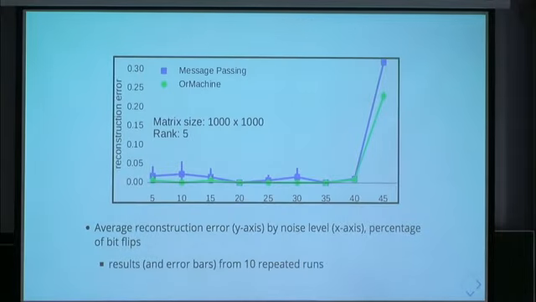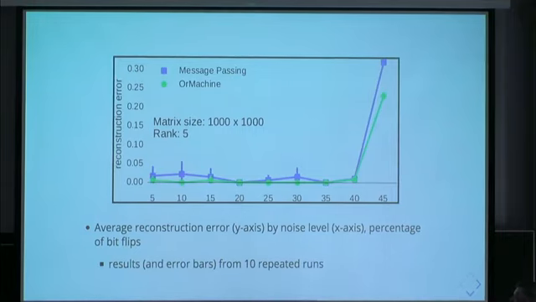Okay, and this is typically what we see. This is the reconstruction error from simulated data on a 1,000 by 1,000 matrix. Here's the average reconstruction error by the amount of bit flipping we do. We generate data, and then we flip bits at a 5% rate up to 45% of the data flipped. We took the rank as 5, so the intrinsic dimensionality of the data is 5. We repeat this 10 times and look at the overall error.